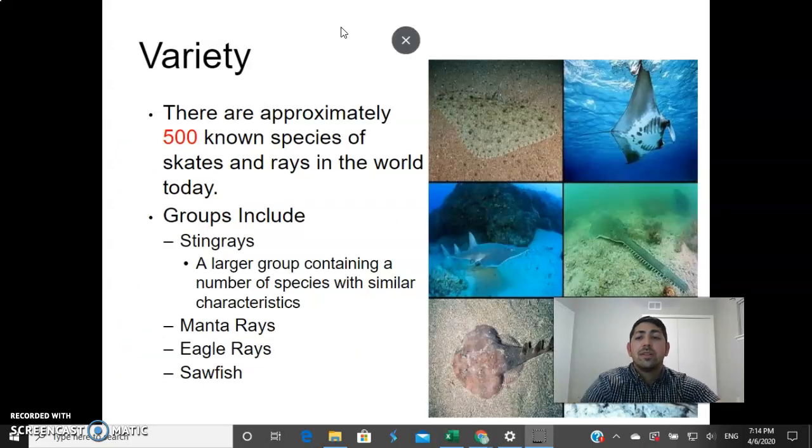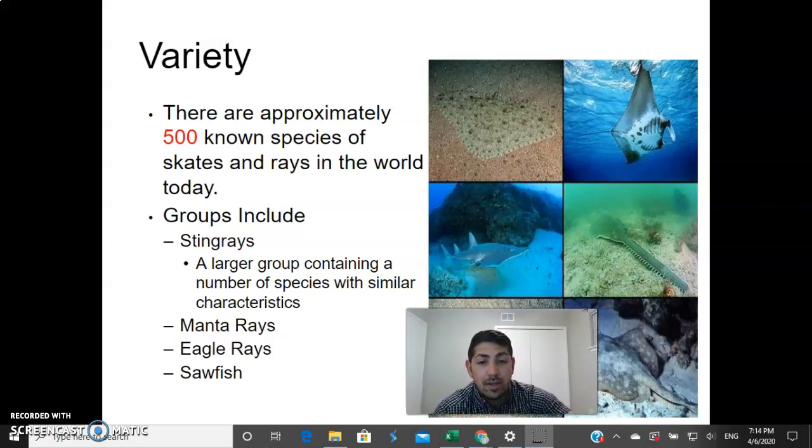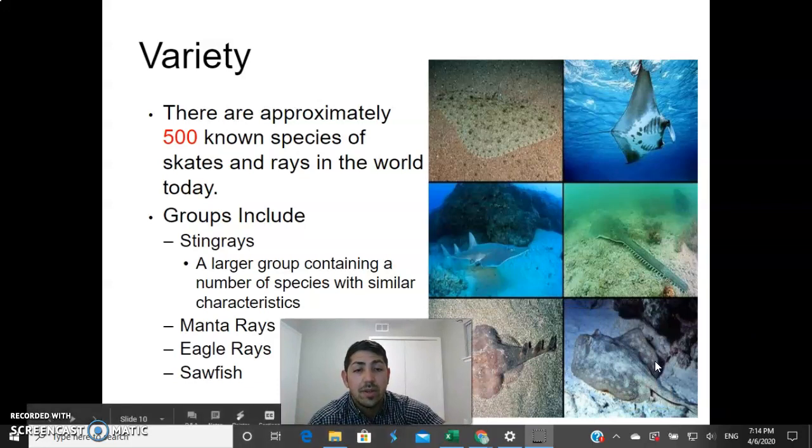All right, so variety. There are approximately 500 known species of skates and rays in the world today. Groups include stingrays, a larger group containing a number of species with similar characteristics like the manta rays, eagle rays, and sawfish. And you can see those here: manta ray, eagle ray, and sawfish.